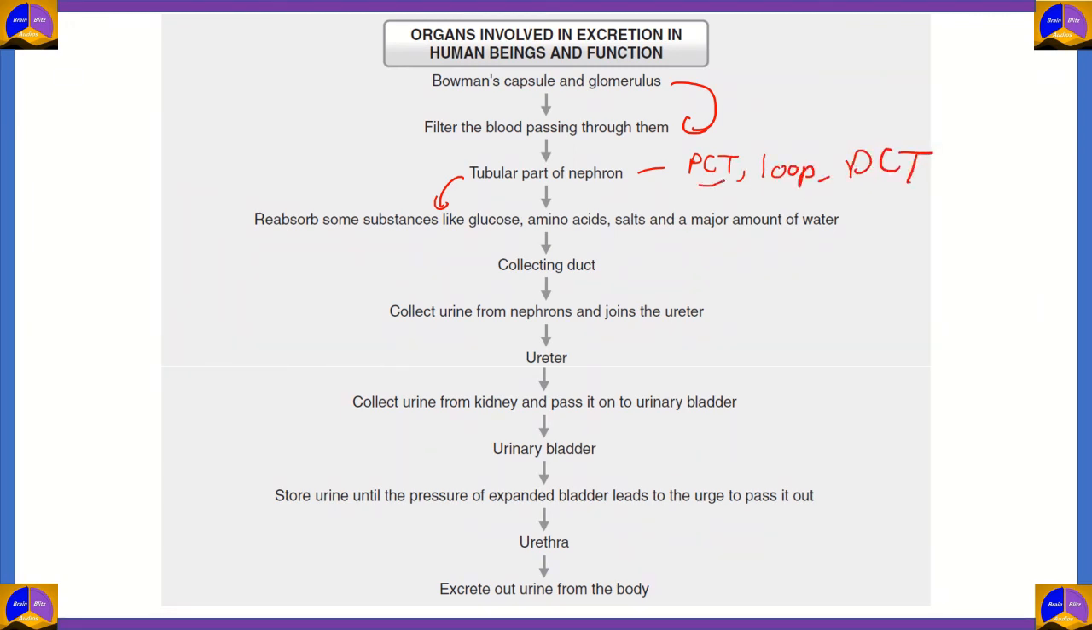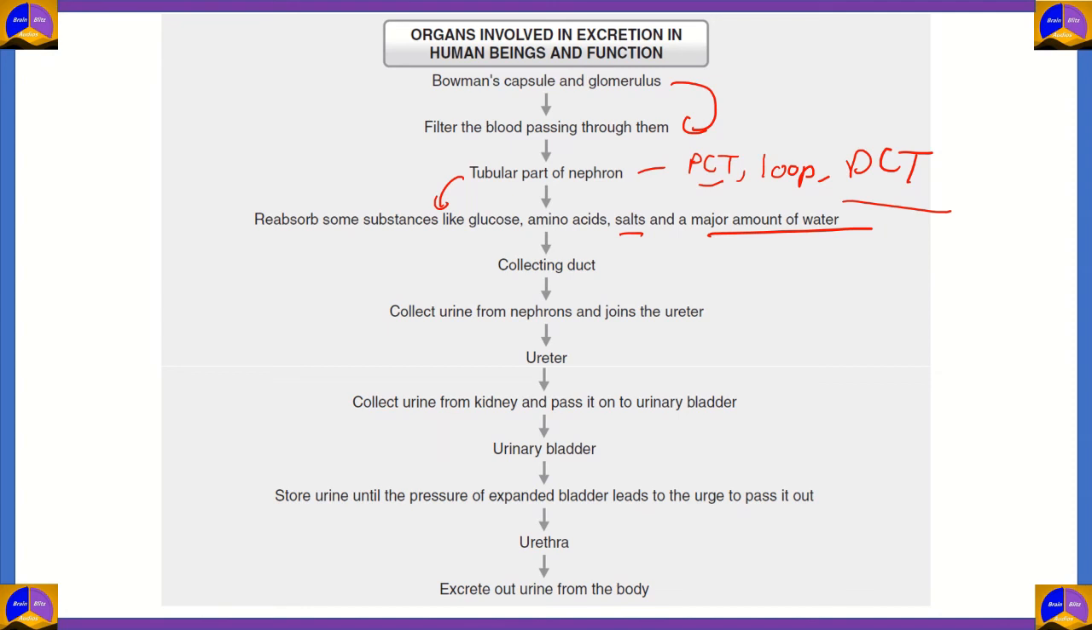So the PCT removes essential nutrients from the filtrate. So that's where all the important stuff is taken back into the blood. The loop of Henle removes a major amount of water and some salts. The distal convoluted tubule also adjusts the amount of salts and water in the filtrate depending on the osmotic balance of the body. Then we have the collecting duct.